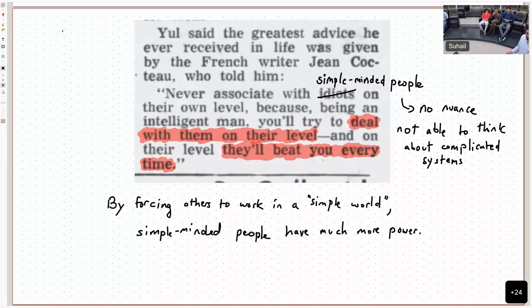So, in other words, if we force others to work in the simple world that we created, then we have much more power. We can actually start to prove lower bounds in our simpler world where there are no complicated algorithms.